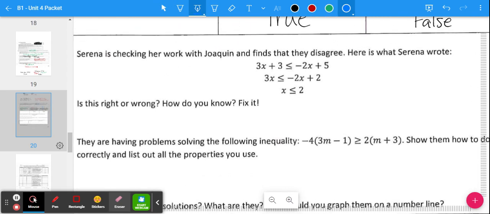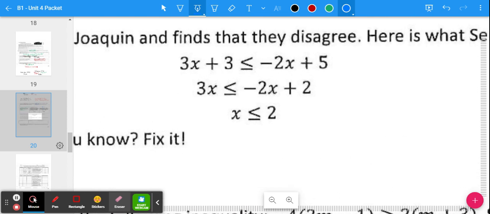All right, Serena is checking her work with Joaquin and finds that they disagree. Here's what Serena wrote. So the easiest way to do these error analyses is to actually work it out yourself. So the very first thing I see is she had a 3x plus 3, and it became just a 3x on that side, which means she had to get rid of the 3. To get rid of that positive 3, we subtract it. 5 minus 3 is 2.